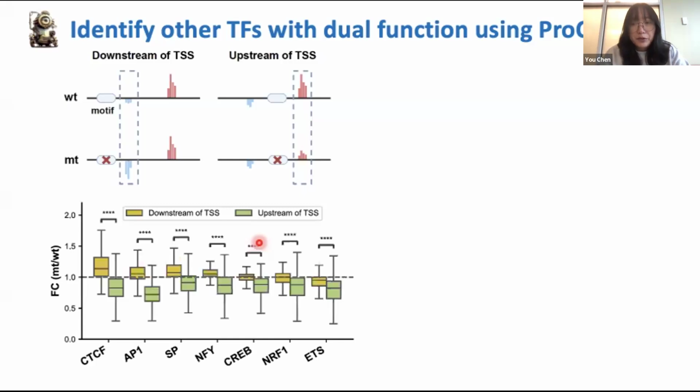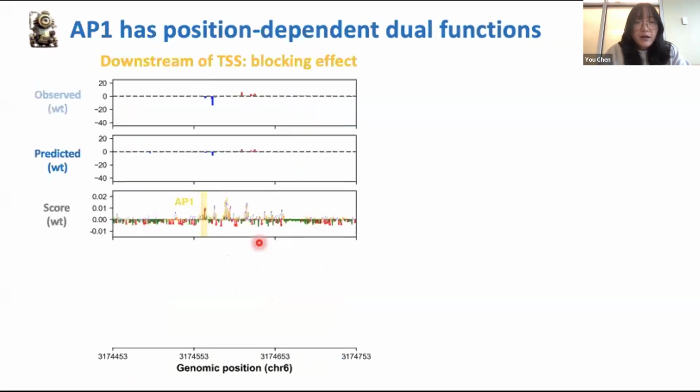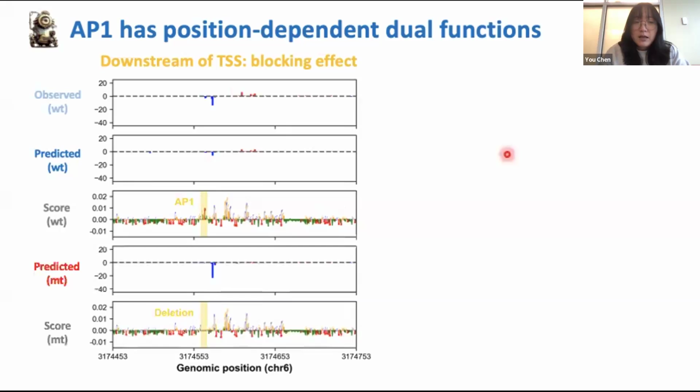And then we can see a few more motifs showing this feature. Let's take a look at this AP1 motif, for example. The first track shows the observed ProCap signals, and the second track shows the predicted signals, which closely resemble the real data. We can also see that this AP1 motif is located downstream of the TSS on the reverse strand. After in silico deletion of the AP1 motif, we can see increased transcription on the reverse strand.